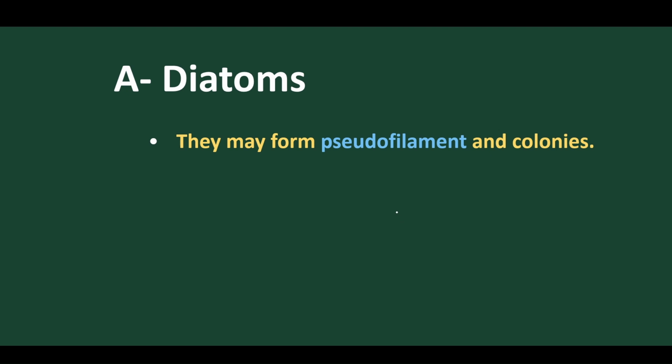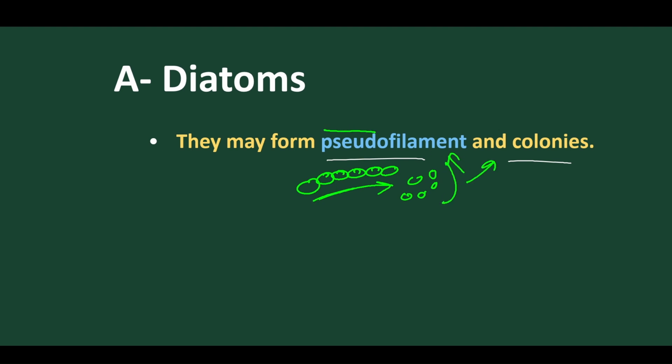These diatoms may have pseudofilaments and colonies. Normally they don't have colonies, but sometimes they form groups of filaments. These filaments are actually not true filaments. They only join, but at some time they will separate into the unicellular form. So this type is called colonial or pseudofilament, meaning false filament. It is not a true filament-like structure.